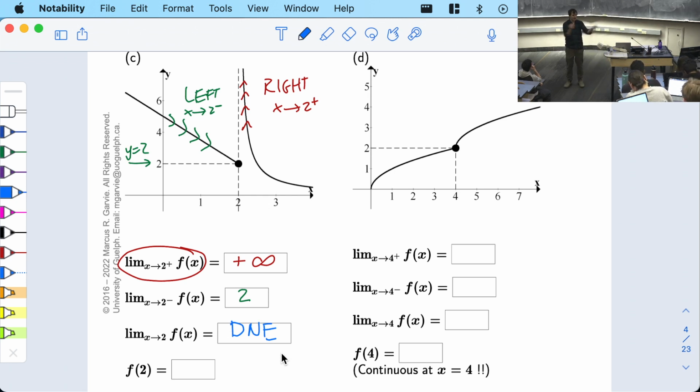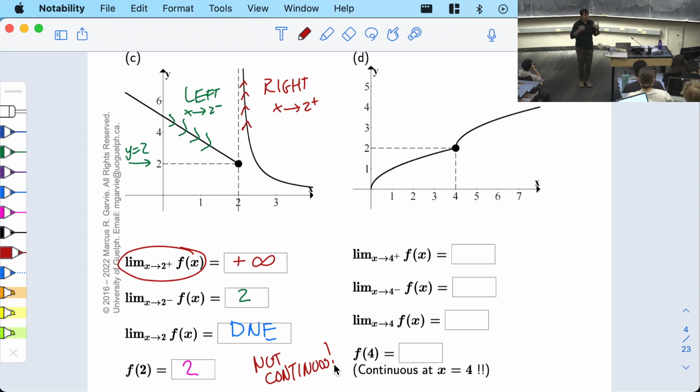So continuous automatically means that the limit would have to exist. Here's the situation, the limit doesn't even exist. So already not continuous. And the value, f of 2, in this case is also 2, but it doesn't equal the value of the limit. Not continuous. Maybe I can add a little note: not continuous, not continuous. Okay, what about this option, option D?